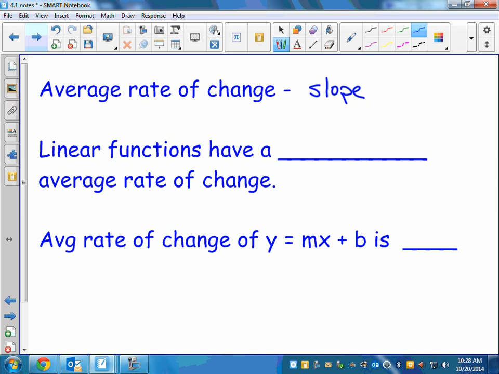Linear functions have a constant average rate of change. And that's kind of what I was just talking about, meaning that when we're talking about a linear function, it changes the same over and over again. The slope is the same the entire graph. And for y equals mx plus b, we would say the average rate of change of that we already know is m. So just be aware that this book is going to say average rate of change as opposed to slope. And it's the same thing. It's just a fancier way of saying it.